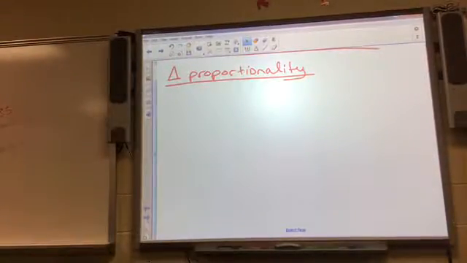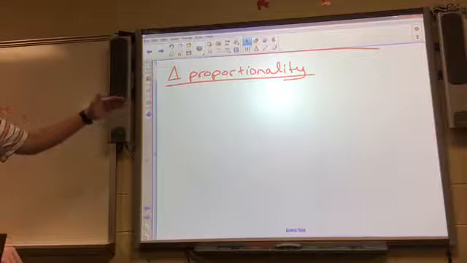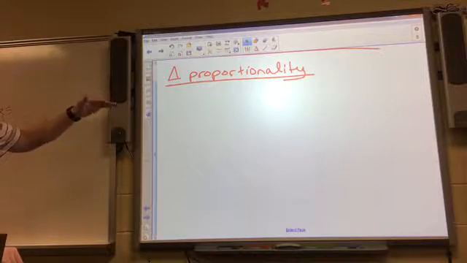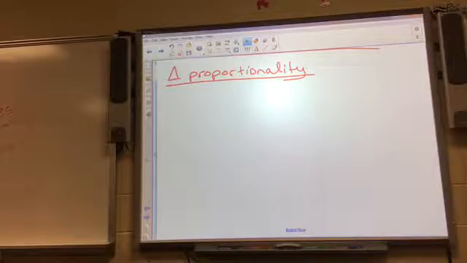Got your pink sheet? This is one of the theorems that you've probably already used. You've probably already used this. And I'll explain why and how and what you've got to be careful of after we do this.